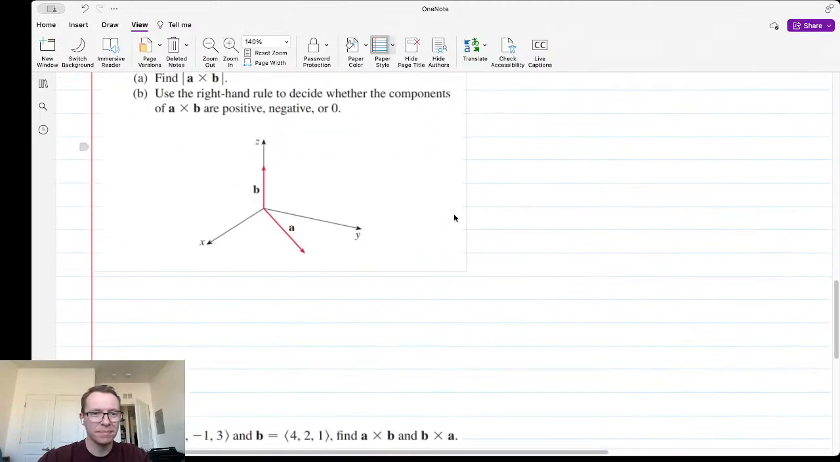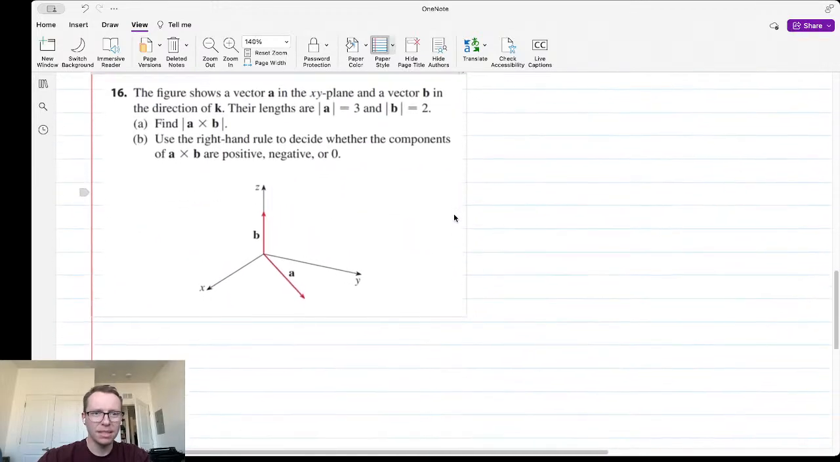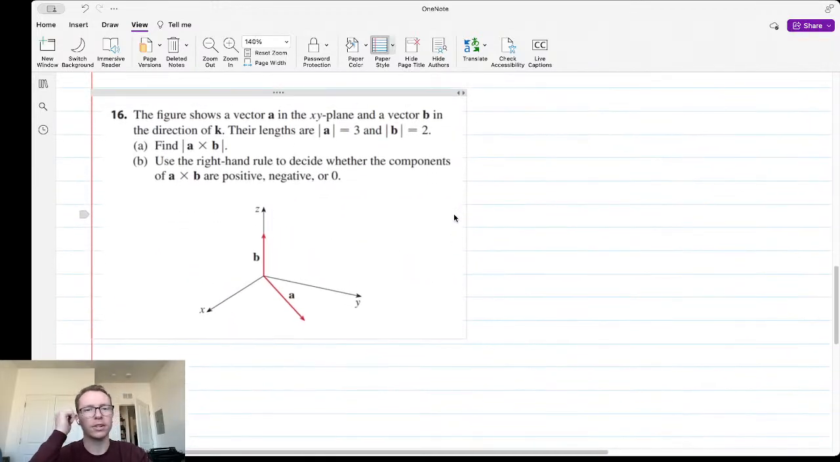But anyways, number 16. The figure shows a vector A in the xy plane and a vector B in the direction of k. So find A cross B, and then use the right-hand rule to decide whether the components of A cross B are positive, negative, or 0. Okay? And the magnitude of A is 3, the magnitude of B is 2.